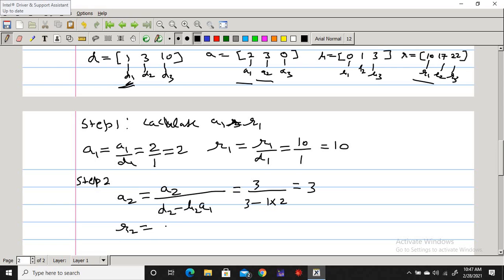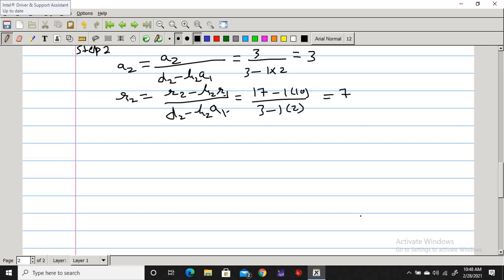And what about R2? R2 is going to be R2 minus B2 R1 upon D2 minus B2 A1. And now this R1 is going to be from step 1, this A1 is also going to be from step 1, and the rest of the entries are going to be from the question. And you will see that this is coming out to be 17 minus 1 into 10 upon 3 minus 1 into 2, and this is going to be 7.